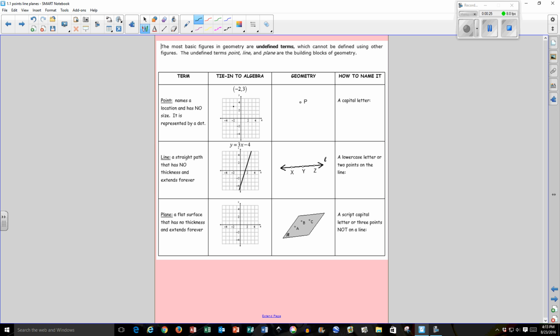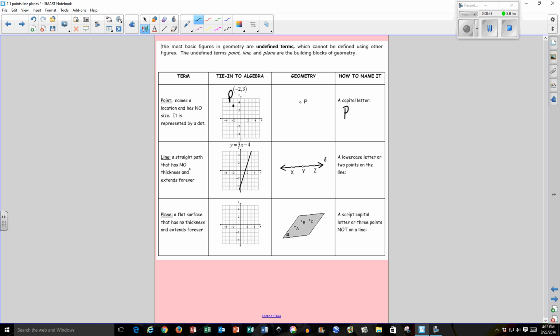So we have a point, which names a location. It has no size. It's represented by a dot, just like in algebra. You just had your little dot right there. It's a location. It's at -2, 3. In geometry, it's point P, and how we name it is with a capital letter. So here, if that was point P, then you would just say point P.